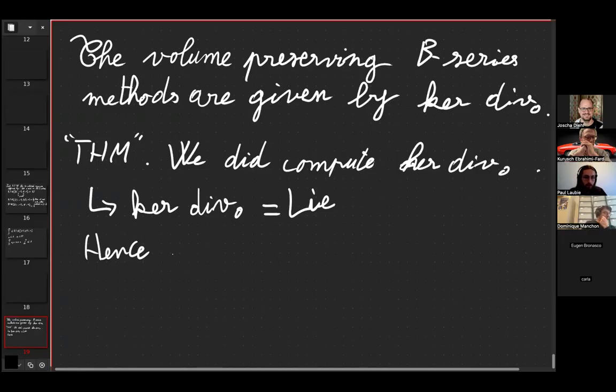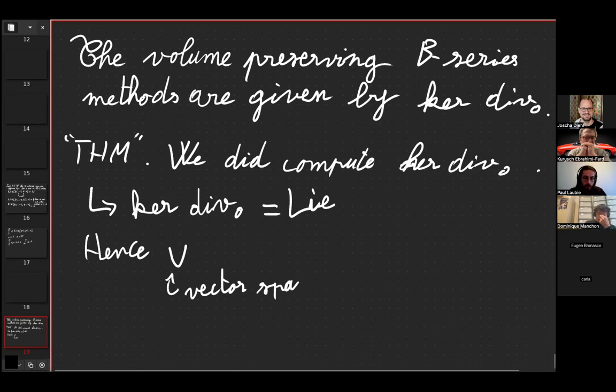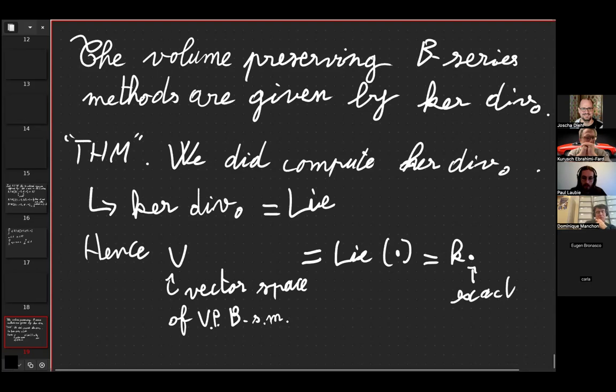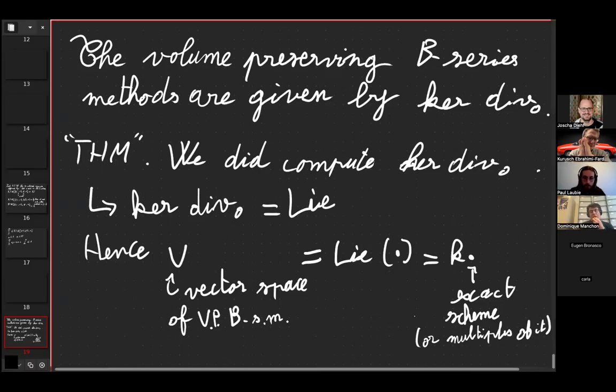And so hence, the vector space V of volume preserving B-series methods gives me that it is the free algebra over one element, which is my field times my element. And this is the exact scheme, or multiples. Okay, so I was hoping for this question. I didn't get it, so I asked it myself.